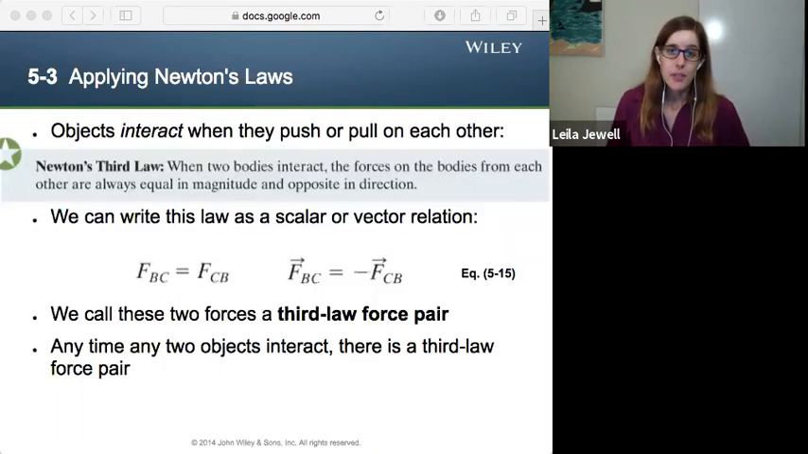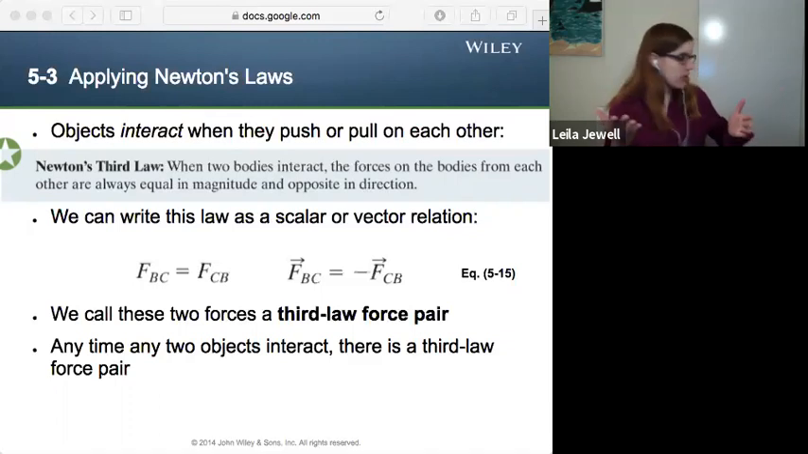So Newton's third law is based on the idea that objects will interact whenever they push and pull on one another. So he says when two bodies interact, the forces of the bodies from each other are always equal in magnitude and opposite in direction. This is known more colloquially as every action has an equal and opposite reaction. So every force, the action, has an equal and opposite reaction.